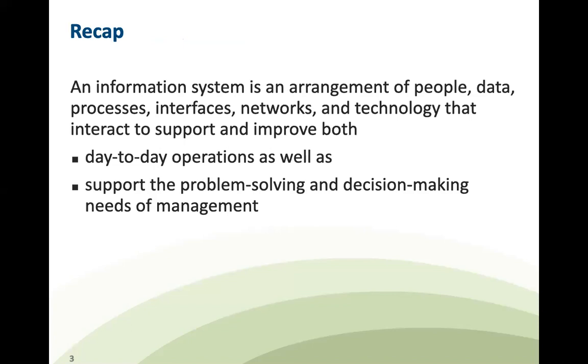So regarding what we have learned up to now, an information system is an arrangement of people, data, processes, interfaces, networks, and technology that interact to support and improve both day-to-day operations and also problem solving and decision making needs of management. So basically, information systems are used to support day-to-day operations and the problem solving and decision making requirements of the management.